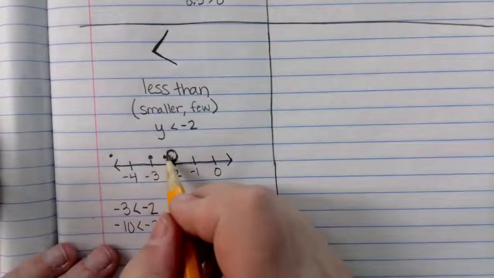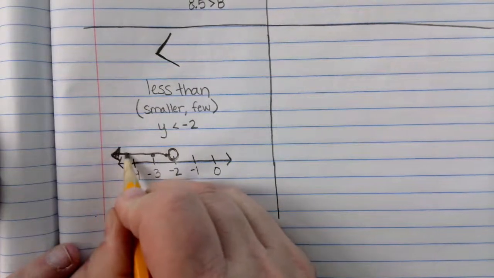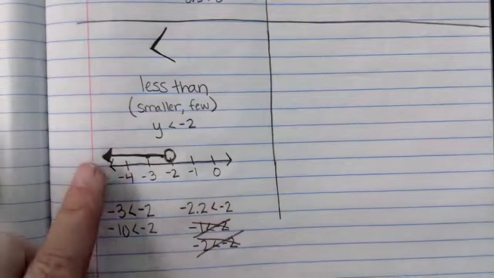And with your arrow, it's really important you don't just do a line. You do need to have an arrow on there showing it's all the numbers that continue. It doesn't just stop there. It keeps going on and on and on.